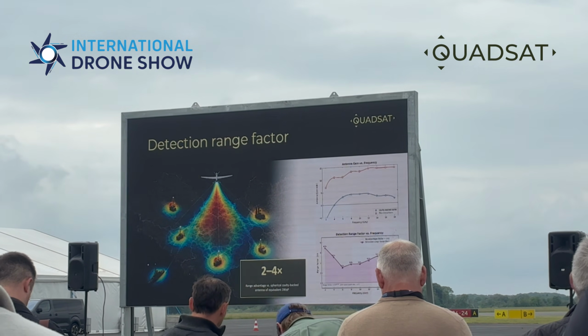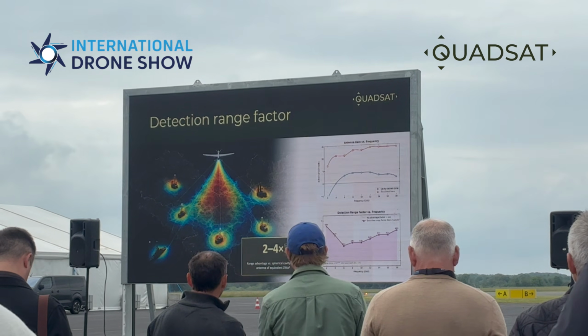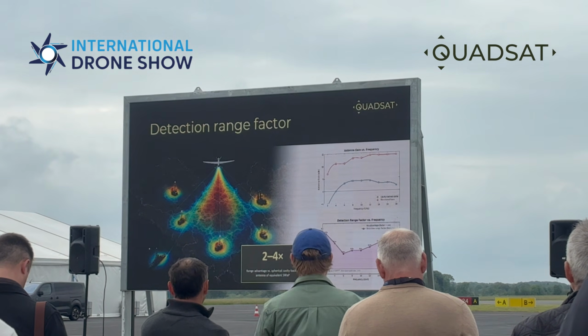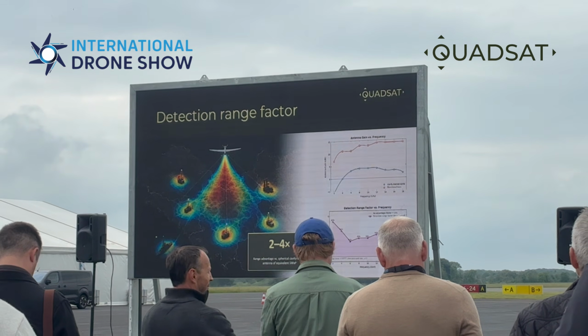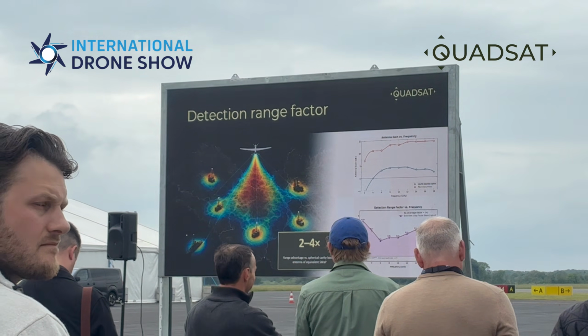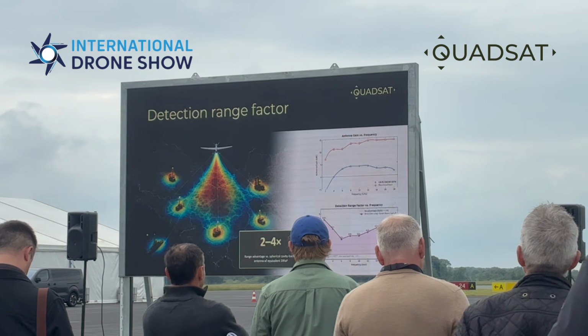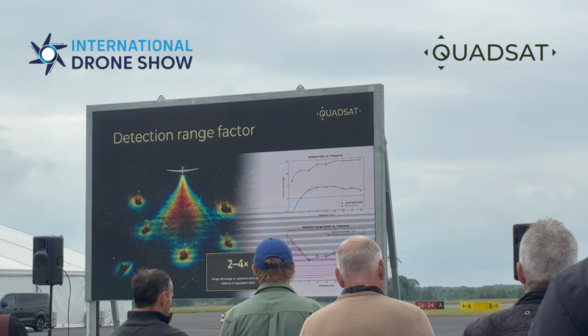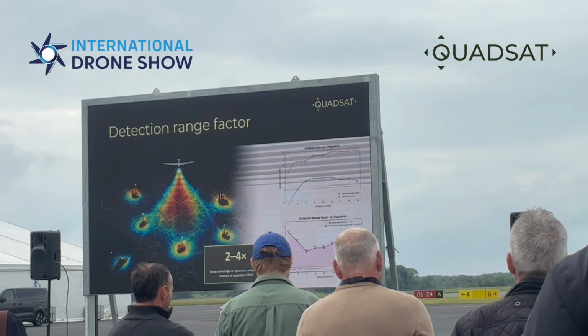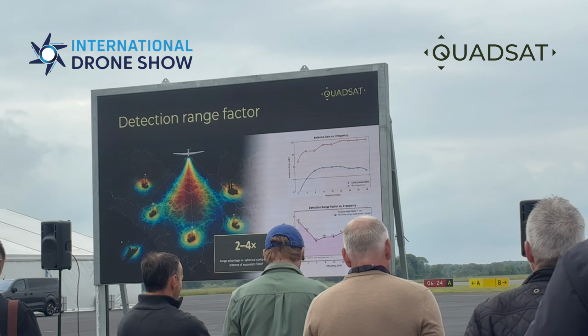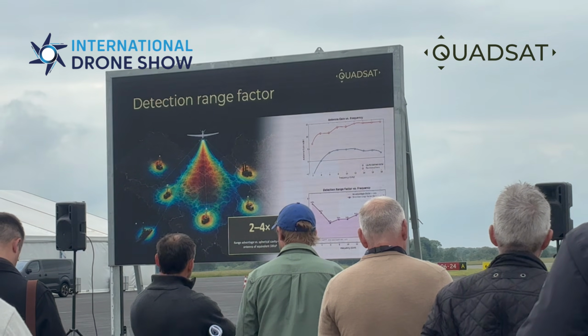We have a few plots for the ones that are really technically interested, but otherwise come and ask me later, I'll go through these plots in detail. But essentially it means that we have a 2 to 4 times higher signal coming into our payload compared to these traditional solutions. And that is directly convertible into the range and distance at which we can detect these systems.